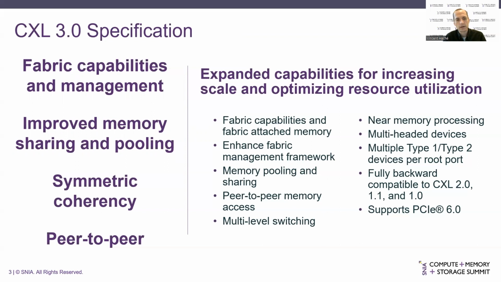An important analogous feature to sharing is coherency, making sure that when more than one host is accessing a common set of memory, changes from one host are notified in another host so that it can invalidate cache entries. And then peer-to-peer, so that things like accelerators can access CXL attached memory as well. In general, there's just a lot of new capabilities targeted at increasing the scale of systems and optimizing resource utilization.